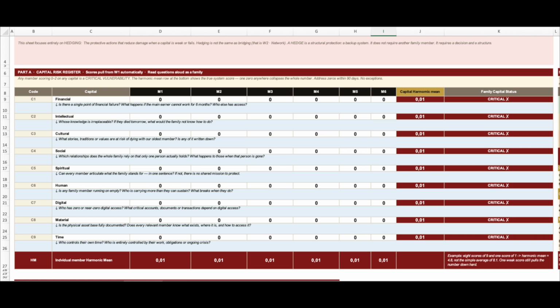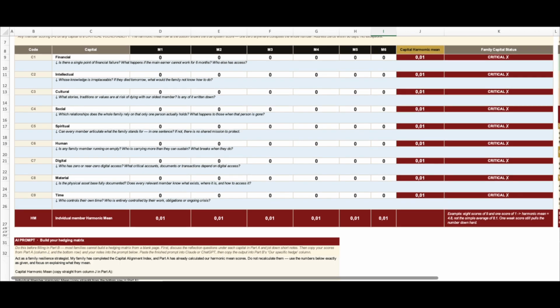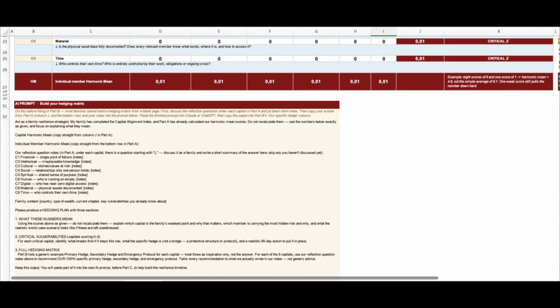Every conversation helps reveal where your family is exposed. Remember, the objective isn't to eliminate every risk. Every family has vulnerabilities. The objective is to understand them before they become problems. Once you've completed Part A, you'll find the first AI prompt. Don't skip it. This prompt is specifically designed to help you complete Part B, your hedging matrix. Most families find it difficult to build practical hedges from a blank page. That's exactly what this prompt is designed to solve. Copy your harmonic mean scores, together with the notes from your family discussions, into your preferred AI assistant.